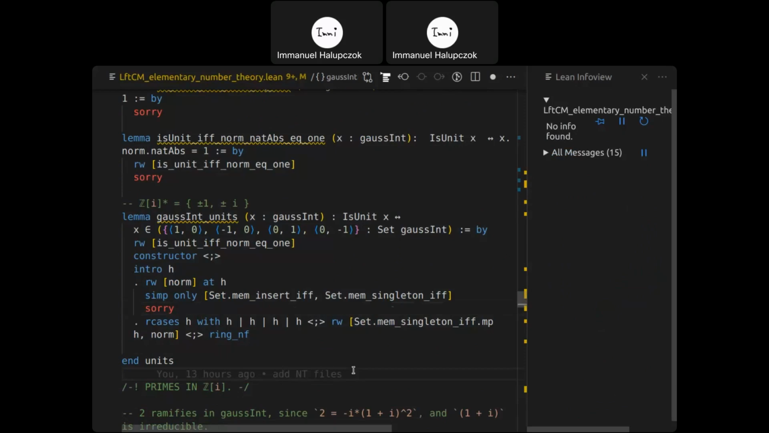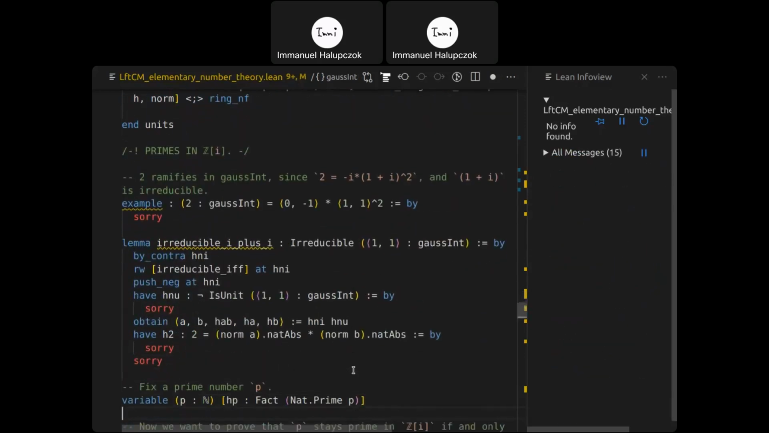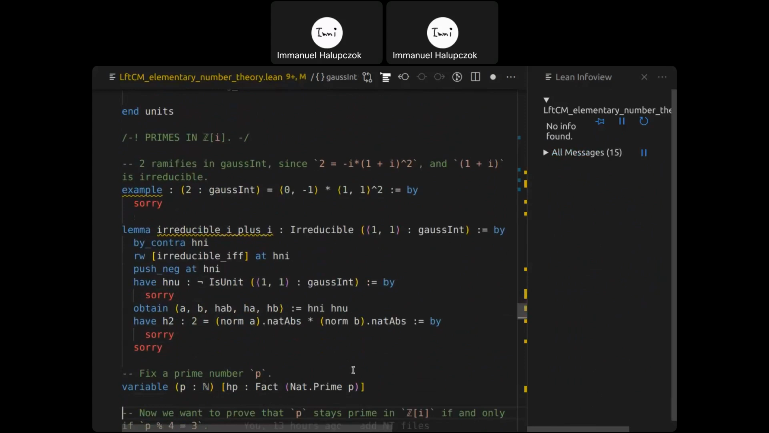Okay, now for the most interesting part: what primes are in the Gaussian integers. If we consider the primes in the integers, some of them are still going to be prime when considered as an element of the Gaussian integers, but some of them we are going to be able to factor, right? So in this part of the file, we are going to try to understand in which cases we can factor.